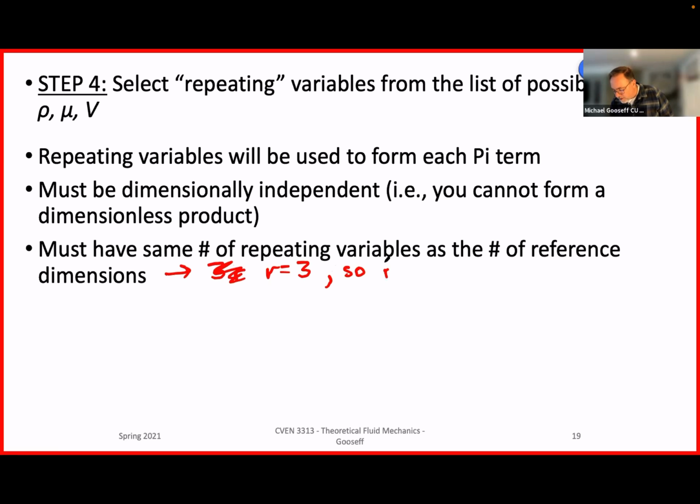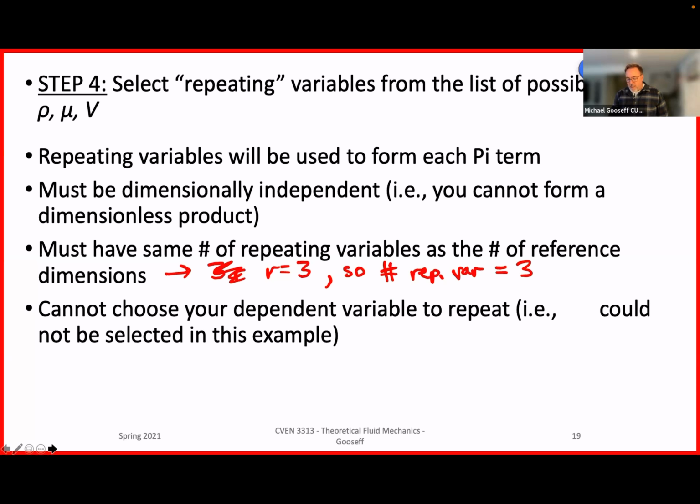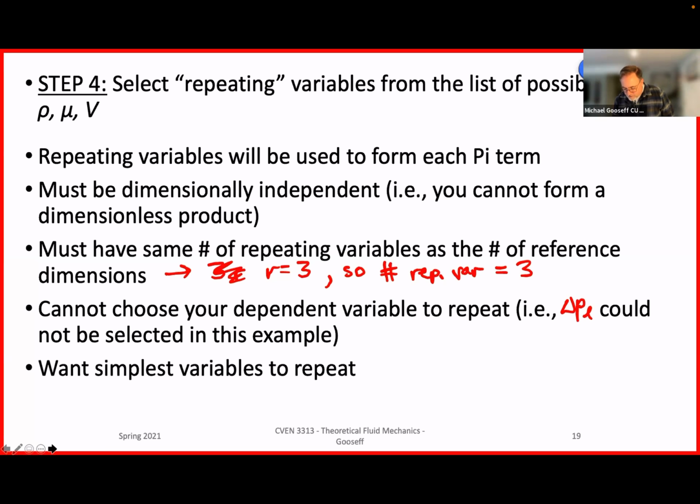So the number of repeating variables also has to equal 3. Okay, so that's helpful. So it is going to be 3 of these 4. We cannot choose an independent variable to repeat. In other words, in our case, delta p sub L, as I mentioned earlier, is off the table. That can't be one of these repeating. And we want the simplest variables to repeat. And we'll talk about why in a little bit.